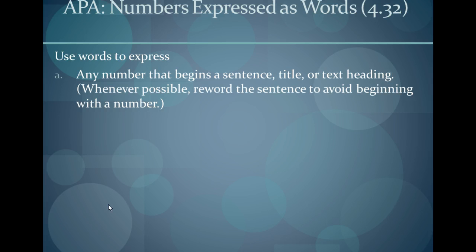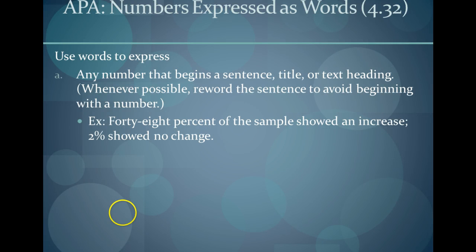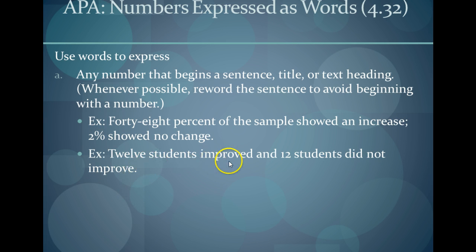So words are used for numbers that begin a sentence, a title, or any kind of text heading, even if the word represents a number that would normally be expressed otherwise as a digit. And APA recommends rewriting the sentence if possible so that it doesn't need to begin with a number. If you do begin with a number, an example here would be where you need to write it out as a word: "Forty-eight percent of the sample showed an increase," and then later on in the sentence you would continue and use the numeral as appropriate: "12 students improved and 12 students did not improve."